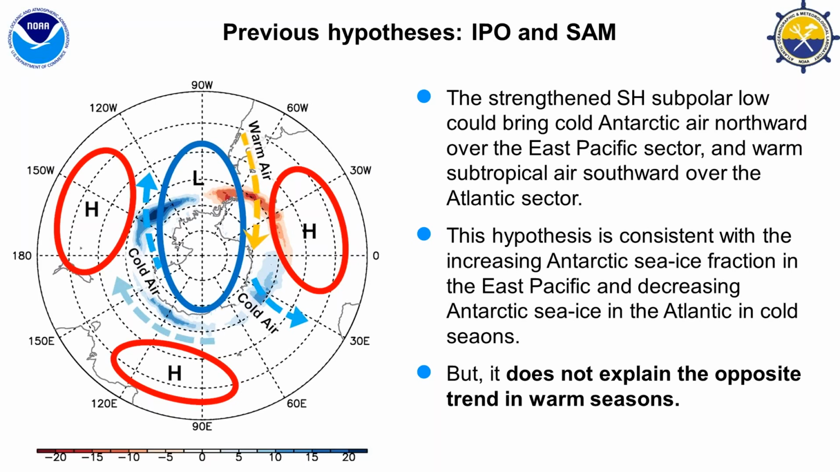Clunky? Yeah. But the IPO and the SAM are basically interdecadal oscillation, so sometimes they're one sign, sometimes they're the other, right? Yeah, I think so. The SAM is basically like a NAO, very similar to NAO. It is mostly interannual, a very high frequency oscillation, but there has been a big trend, an increasing trend.